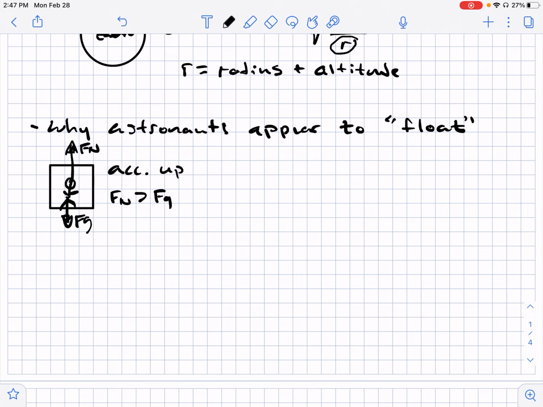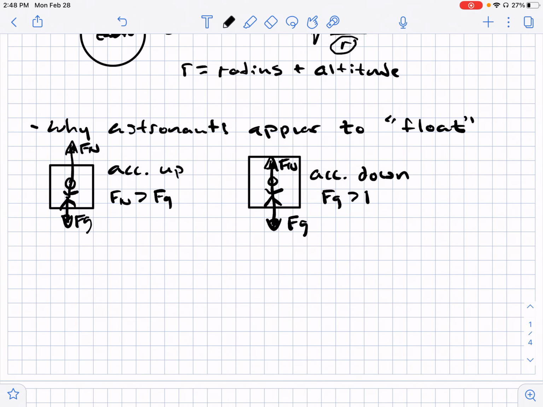Now let's look at another situation where you're in the elevator, and now you're accelerating down. Well, we have FG down, and it would be the same size as it was in the first one. But since you're accelerating down, your net force is downward, so your normal force is not going to be as much. So your FG would be greater than your normal force.